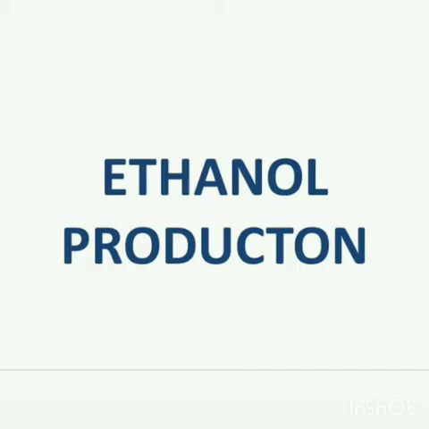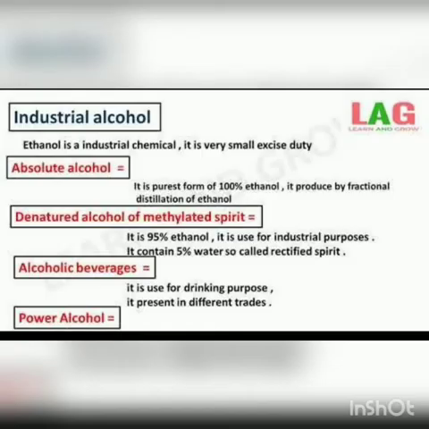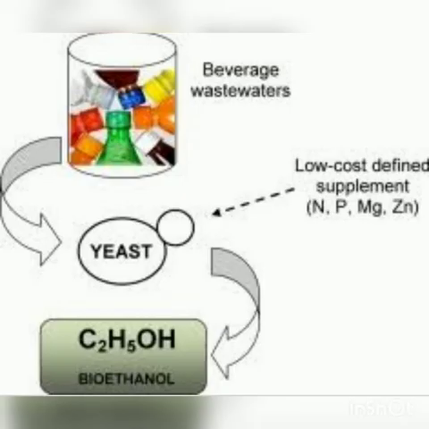Saccharomyces cerevisiae is the major producer of ethanol. It is used for industrial, laboratory and fuel purposes. So, ethanol is referred to as industrial alcohol. Bacteria such as Zymomonas mobilis and Sarcina ventriculi are also involved in ethanol production.